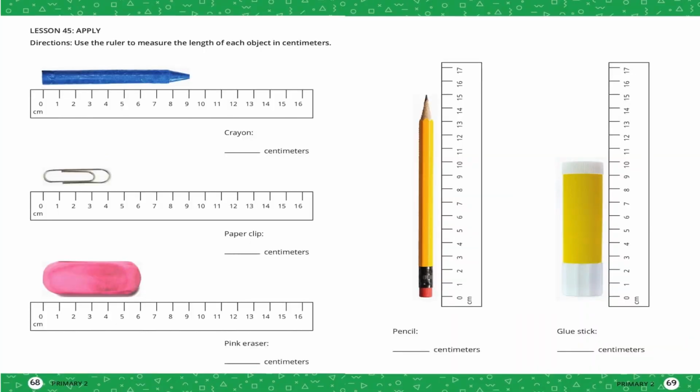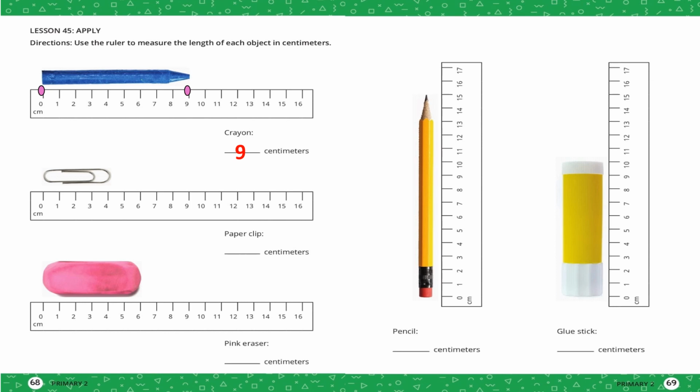Now let's apply. Use your ruler to measure the length of each object in centimeters. Here, first we have a crayon. To measure it from one end to the other end, we put the first end at 0, and we measure the last point or the other end. It will be 9 centimeters.